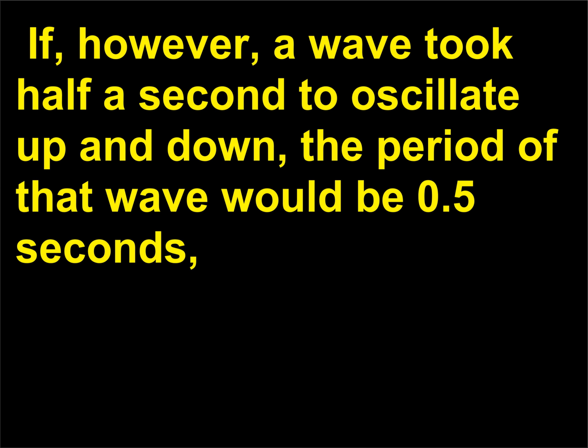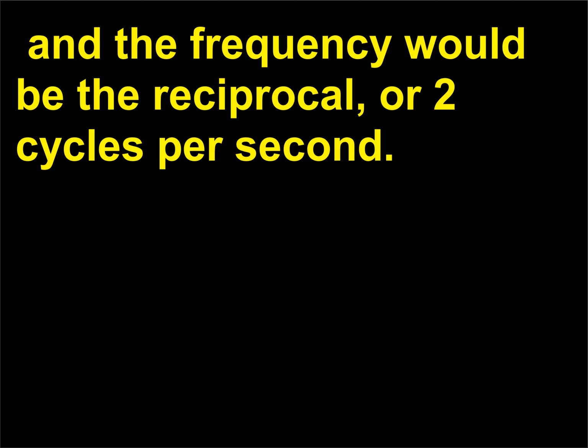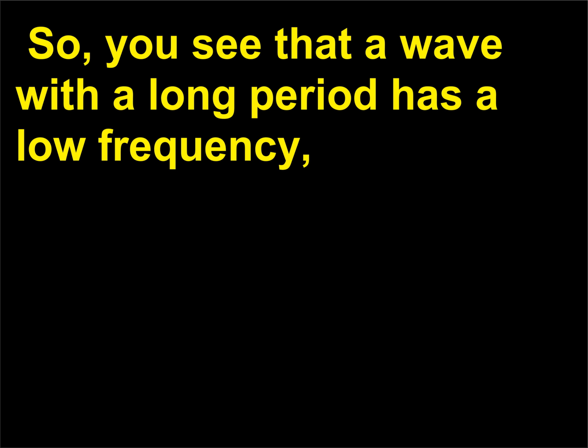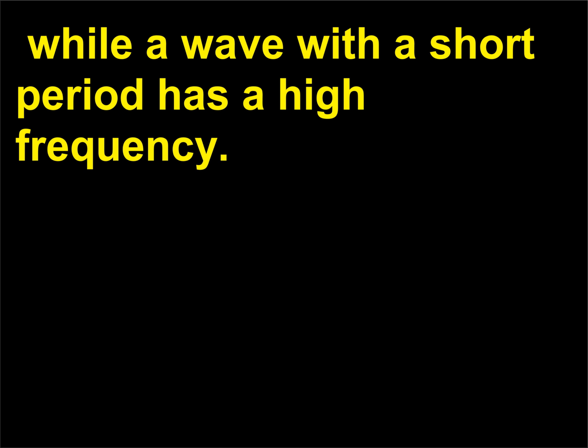If, however, a wave took half a second to oscillate up and down, the period of that wave would be 0.5 seconds. And the frequency would be the reciprocal, or 2 cycles per second. So, you see that a wave with a long period has a low frequency, while a wave with a short period has a high frequency.